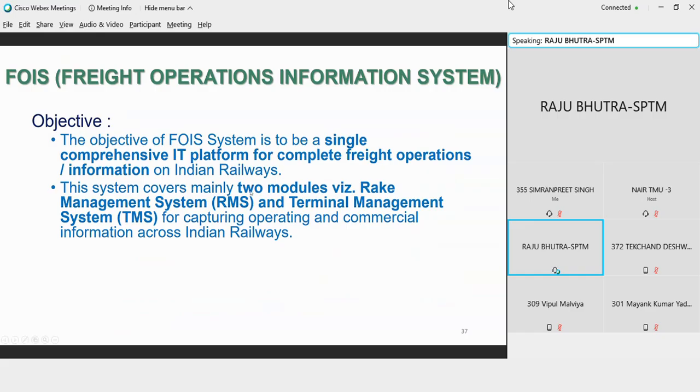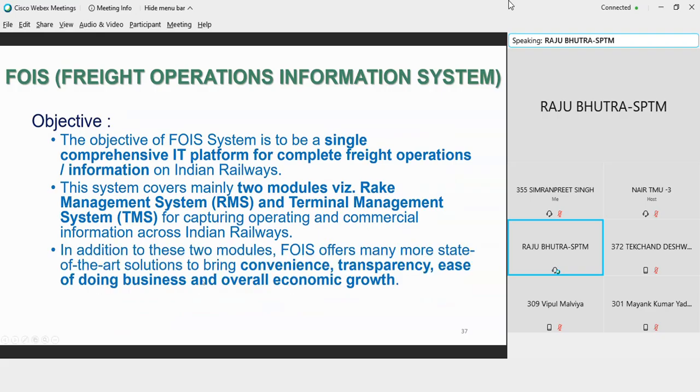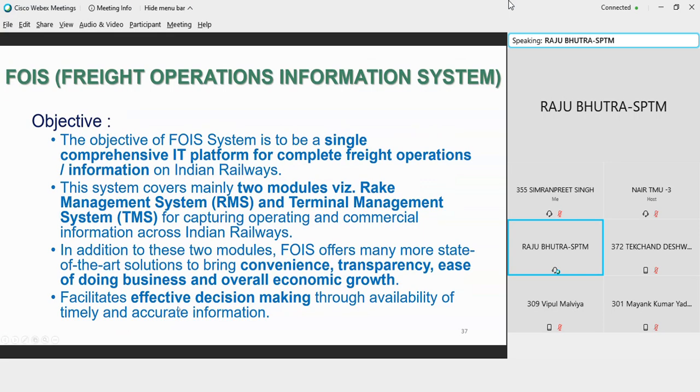This system covers mainly two modules. One is the rate management system, that is the RMS, and the other is the terminal management system, which is TMS, for capturing operating and commercial information across Indian Railways. So whatever information may be operating or commercial is required to be captured, it can be done using these two modules. In addition to these two modules, FOIS offers many more state-of-the-art solutions to bring convenience, transparency, ease of doing business, and overall economic growth. It facilitates effective decision making through availability of timely and accurate information.